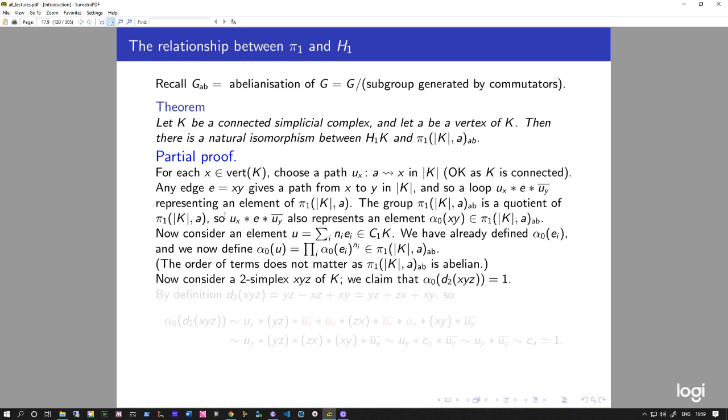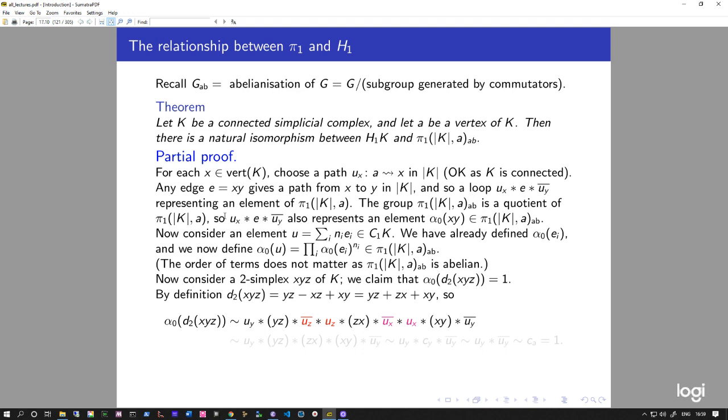So now suppose we've got a two simplex x, y, z in K, and that gives us a one chain D2 of x, y, z. And the claim is that if we apply this homomorphism alpha 0 to D2 of x, y, z, then we just get the identity element. To prove that, let's remember what D2 x, y, z is.